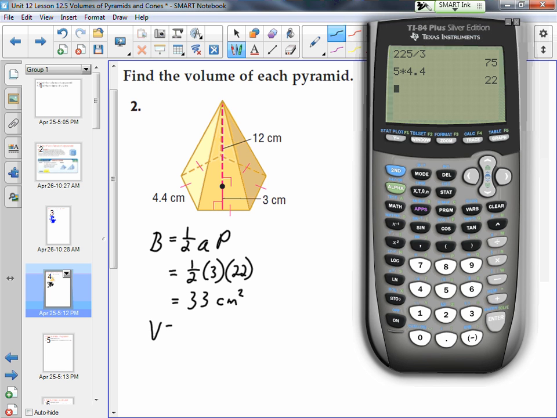Volume of a pyramid equals 1/3 times the area of the base times the height of the pyramid. 1/3 times 33 times 12.